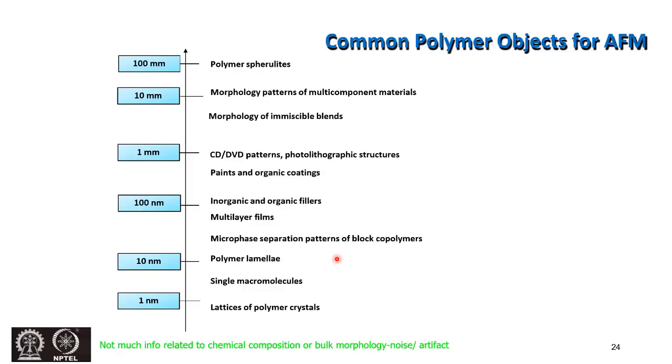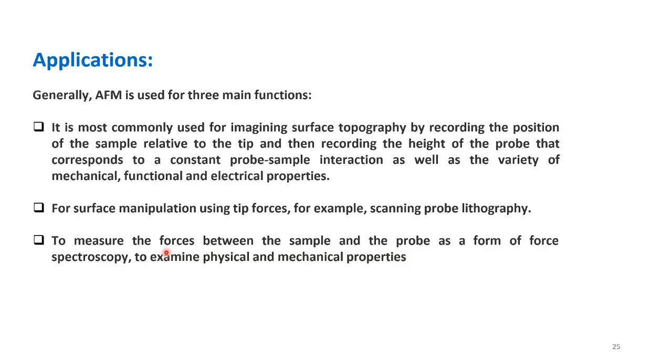And for the AFM, as I told already, we can scan from around 100 mm down to 1 nanometer. So basically, this is the wide range of microscopy we can perform with the help of AFM. The applications of AFM are mentioned here. It is most commonly used for imaging surface topography by recording the position of a sample relative to the tip, and then recording the height of the probe that corresponds to a constant probe-sample interaction, as well as a variety of mechanical, functional, and electrical properties.